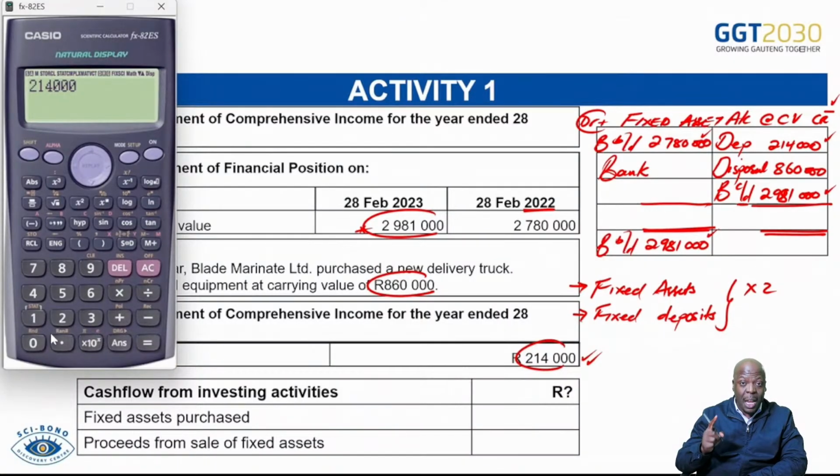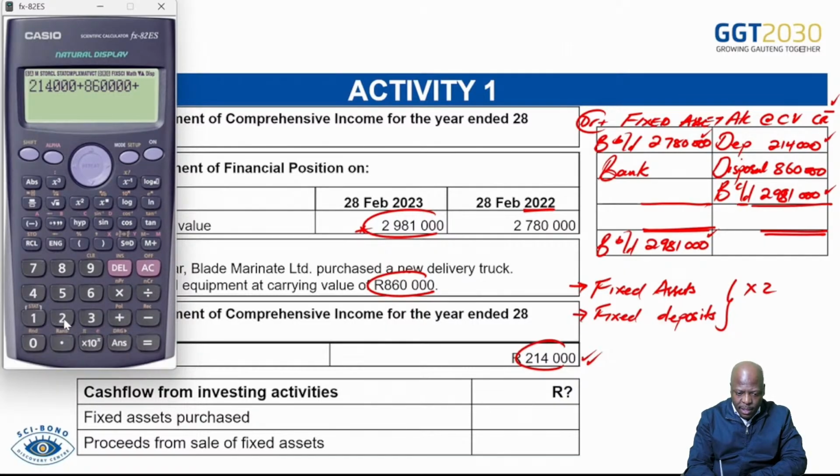We're actually looking for that bank amount on the debit side. So we're just going to add everything on the credit side. I begin with my 214,000, which is my depreciation. Then I'm going to say plus. We're simply closing off a ledger account in this case. Plus 860,000, which is the disposal.